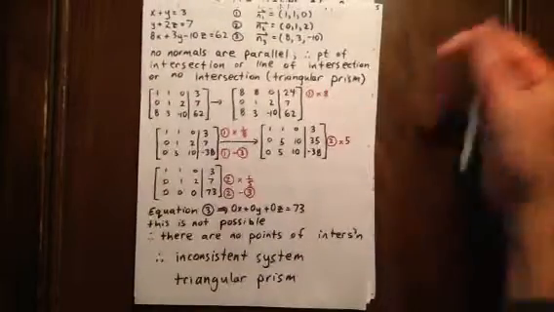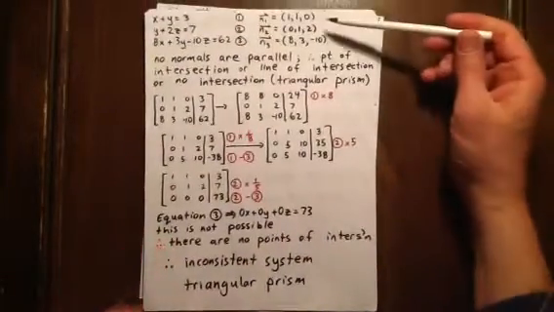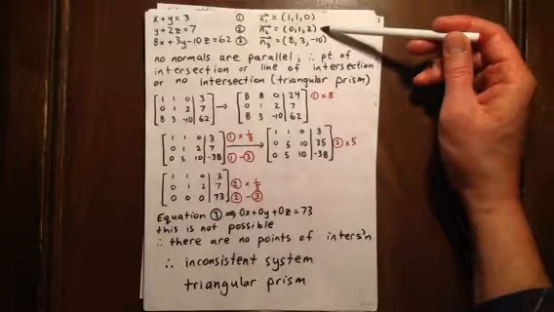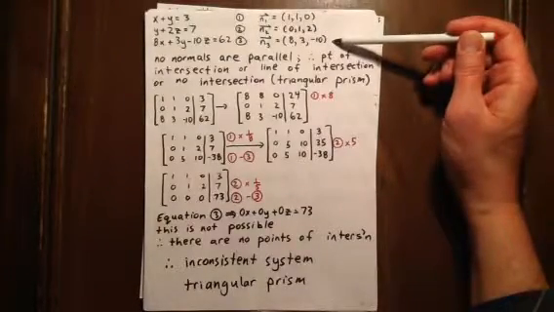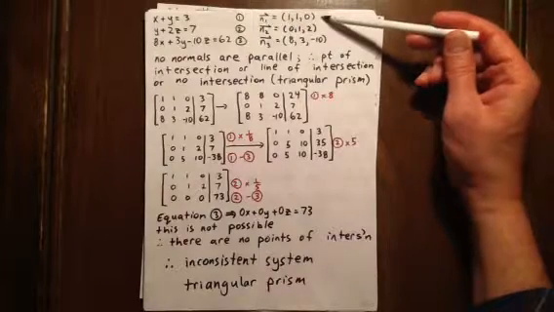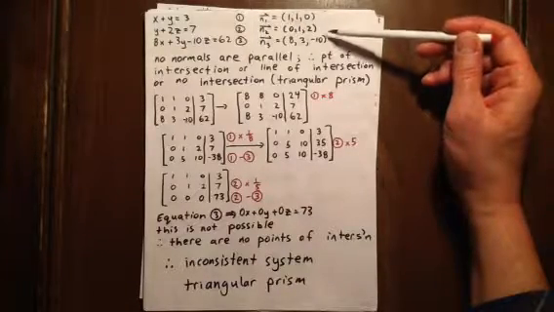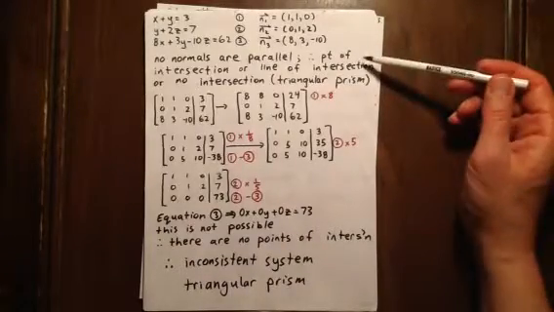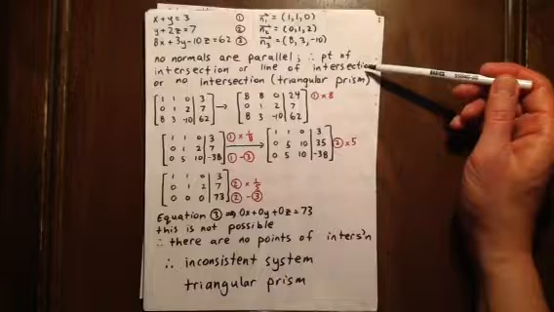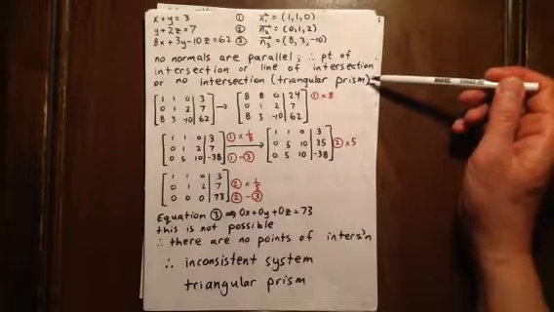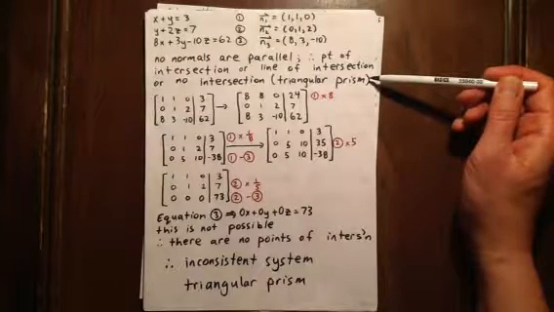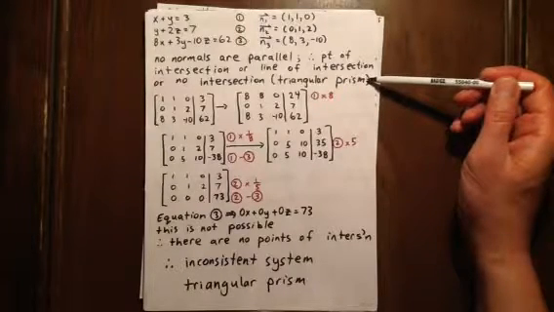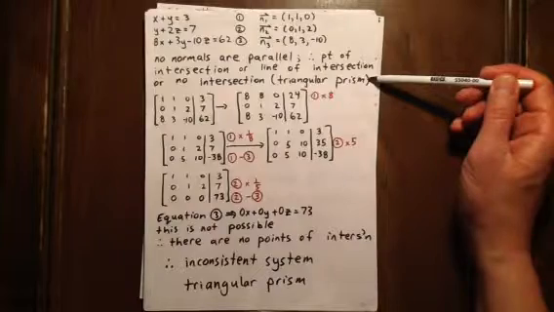If x plus y equals 3, the normal vector of that plane is 1, 1, 0. The normal vector of the second plane is 0, 1, 2, and the normal vector of the third plane is 8, 3, negative 10. None of these are parallel. And so we have a situation of either one point of intersection, or a line of intersection, or no intersection at all, and the only way 3 planes, none of them parallel, can form an inconsistent system is if they form a triangular prism.